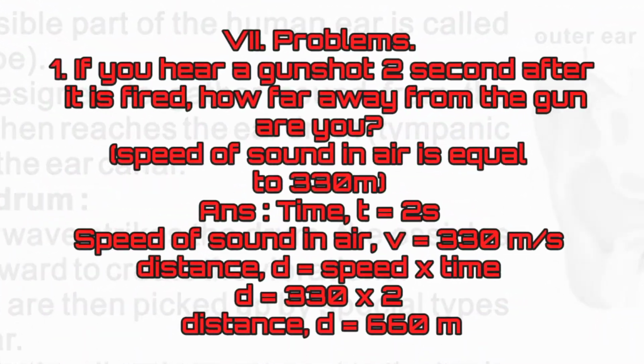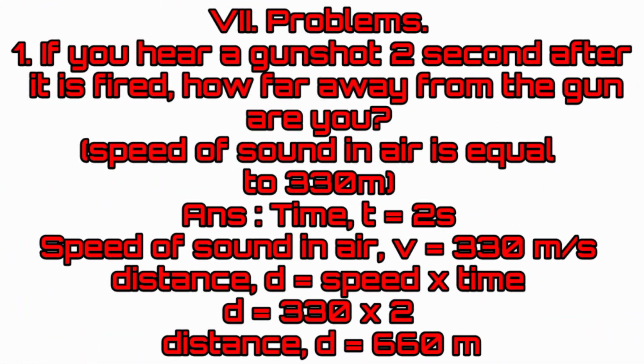Problems. If you hear a gunshot 2 seconds after it is fired, how far away from the gun are you? Speed of sound in air is equal to 330 meter per second. Answer: Time T is equal to, given, 2 seconds. Speed of sound in air V is equal to 330 meter per second. Distance D is equal to speed into time. Therefore, D is equal to 330 into 2, which is equal to 660 meter. Therefore, distance D is equal to 660 meter.